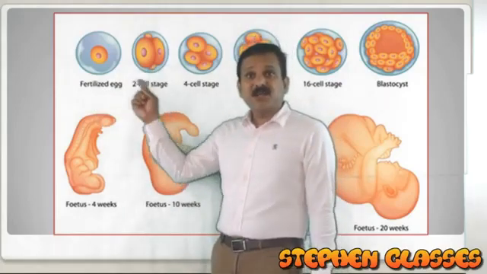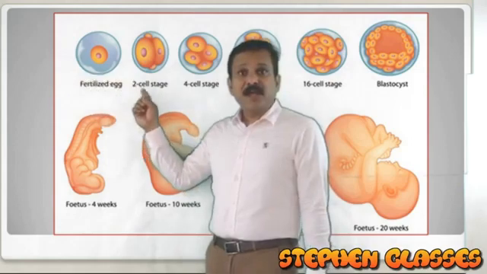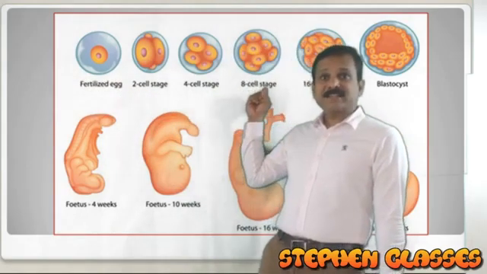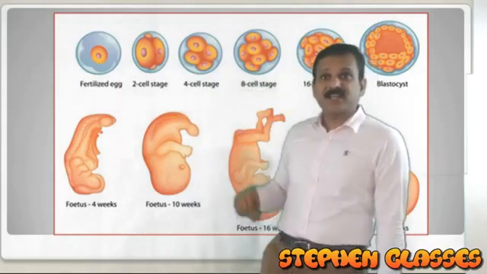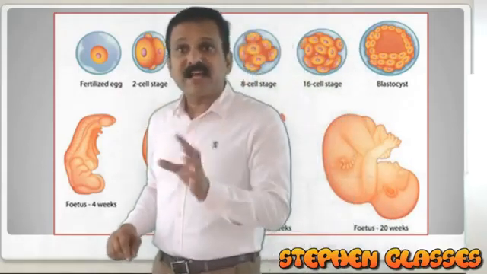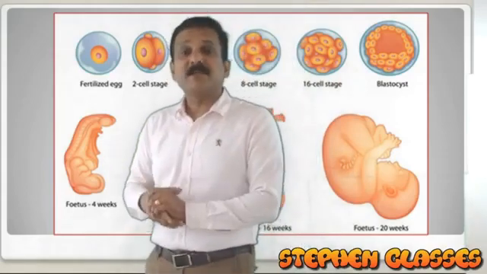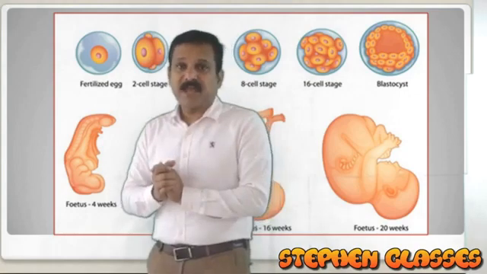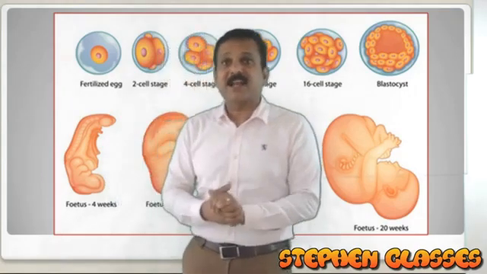By cleavage, the zygote will develop into a 2-cell stage, then a 4-cell stage, then an 8-cell or 16-cell stage. The 8 to 16-cell stages you can term as morula. M-O-R-U-L-A, morula. Okay, we will study about it in later classes.